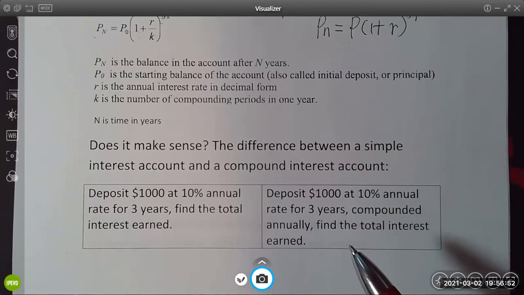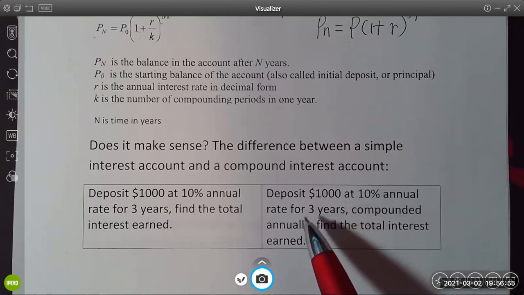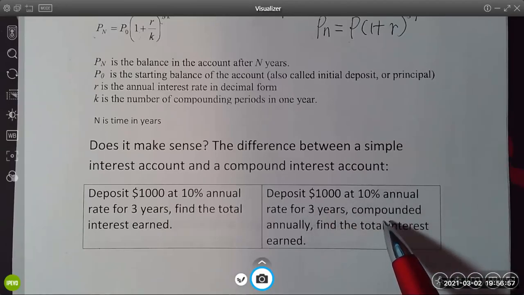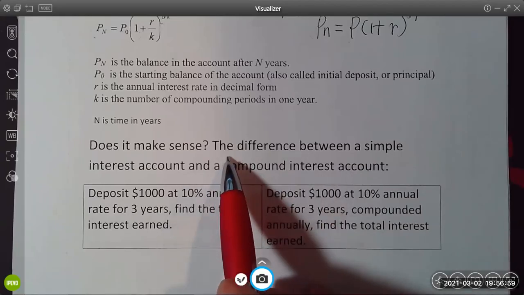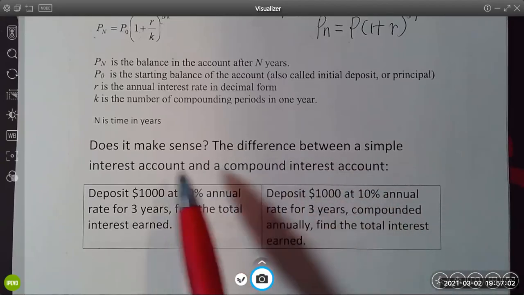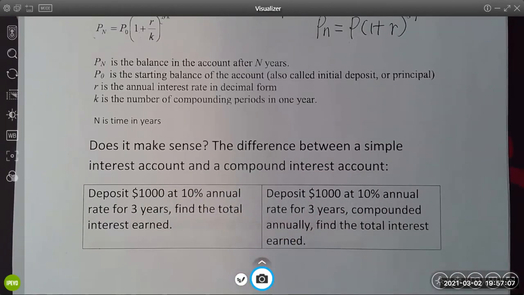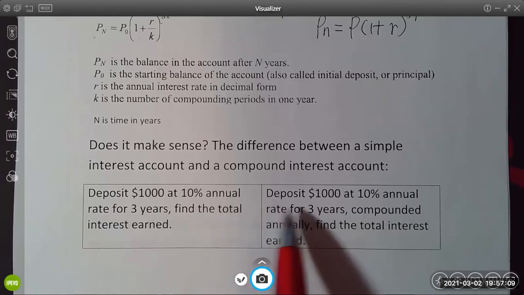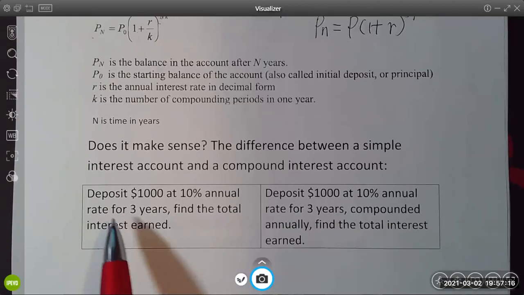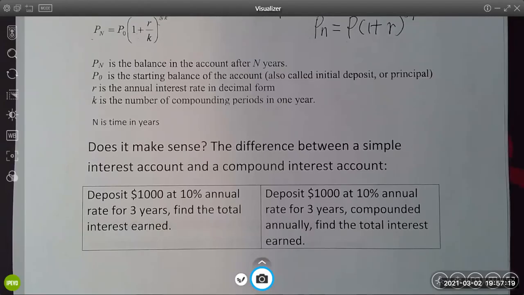Now let's make sense out of this formula by looking at two examples. One is a simple interest account, one is a compound interest account. We want to make sure people understand the fundamental difference between a simple interest account and a compound interest account through these two examples. And based on the understanding of the difference between these two types of accounts, we develop that formula.